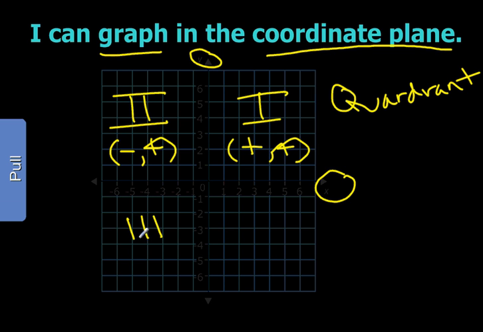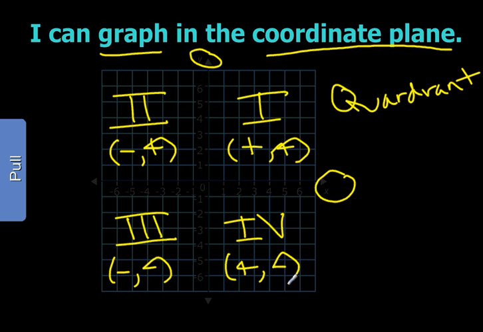Then we move down to quadrant 3. To get to quadrant 3, we're traveling left and down. Left gives me negative x coordinates, and down gives me negative y coordinates. And then my last quadrant is quadrant 4. And if we look at the numbers in quadrant 4, we're moving to the right, which is the positive direction for x, and we're going down, which is the negative direction for y. So these are my quadrants in my coordinate plane.